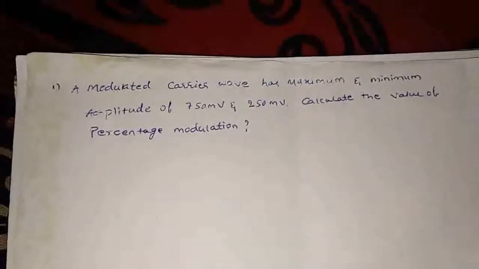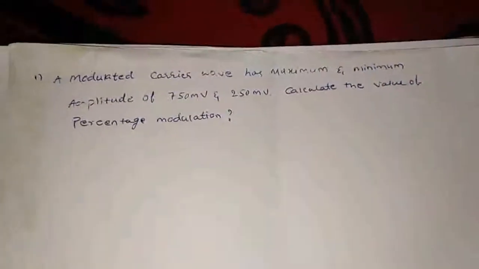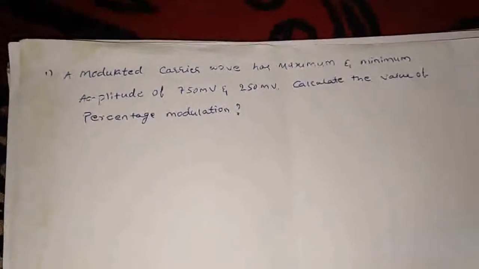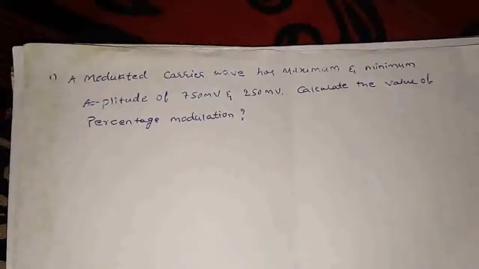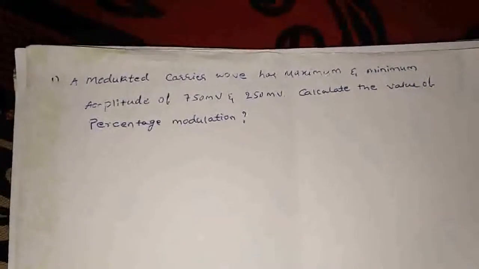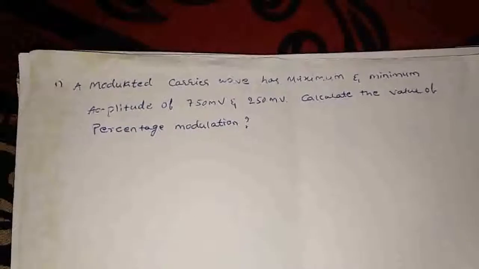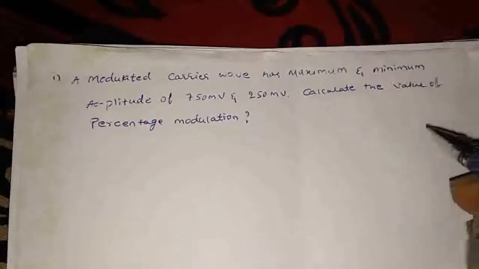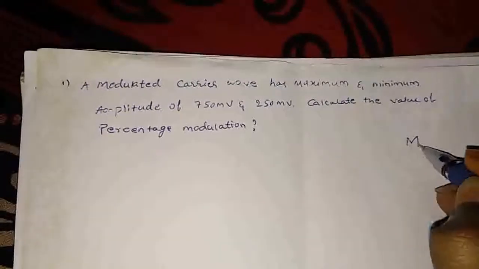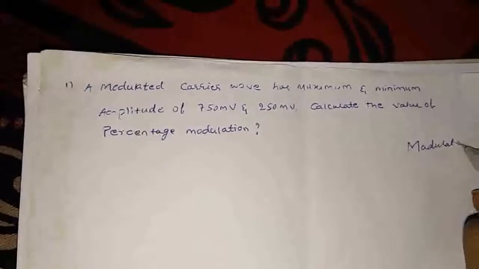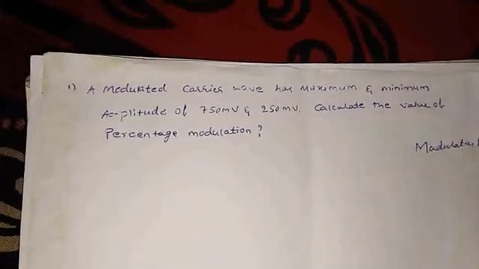Now the first problem: a modulated carrier wave has maximum and minimum amplitudes of 750 millivolt and 250 millivolt. Calculate the value of percentage modulation. Now let us see the modulation factor. Do you know the modulation factor? Modulation factor is defined as the ratio of the lower to the higher amplitude.